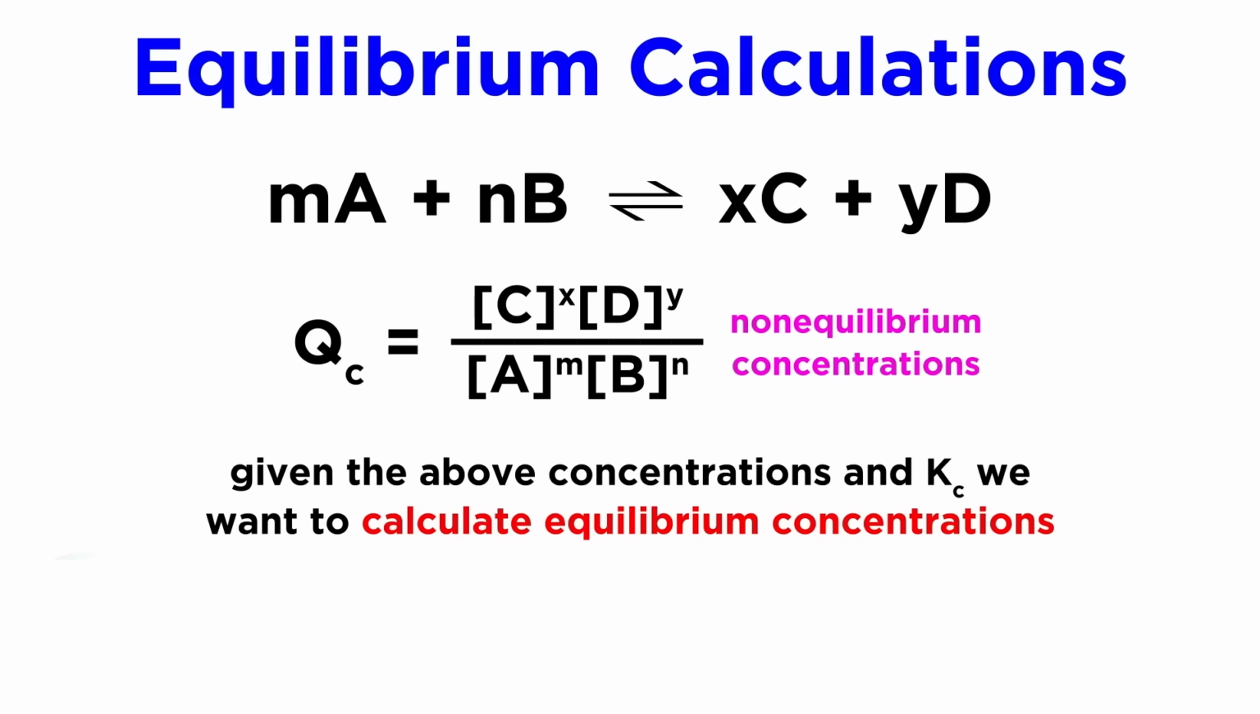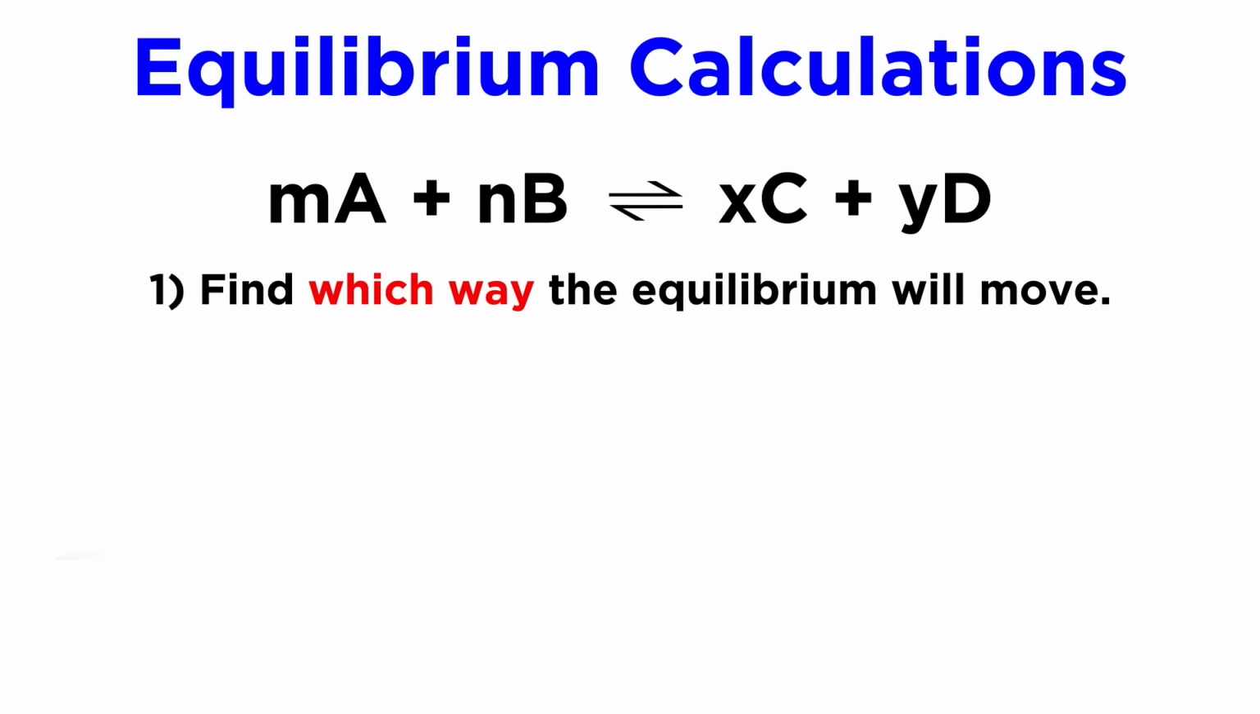Now let's learn how to calculate equilibrium concentrations given some non-equilibrium concentrations and the K. To do this, we will need to follow 4 steps. First, we need to know the direction in which the equilibrium will move in order to equilibrate. We can do this by comparing Q to K. If Q is smaller, it will move to generate products. If Q is larger, it will move to generate reactants.